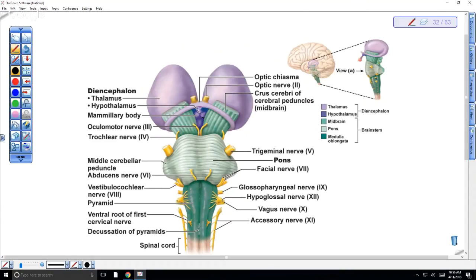And I'm pretty sure that that might have been associated with the fact that it looks like breasts. Maybe a male person named those. But notice how those little mammillary bodies are part of the hypothalamus.